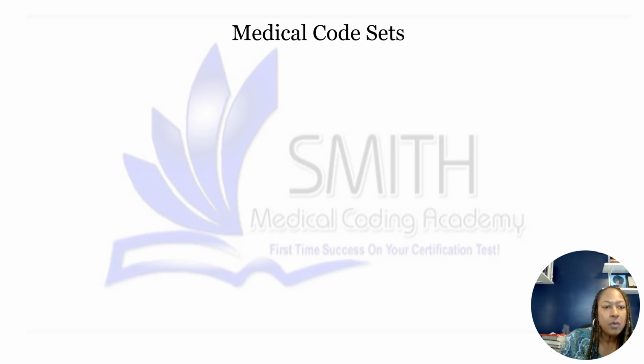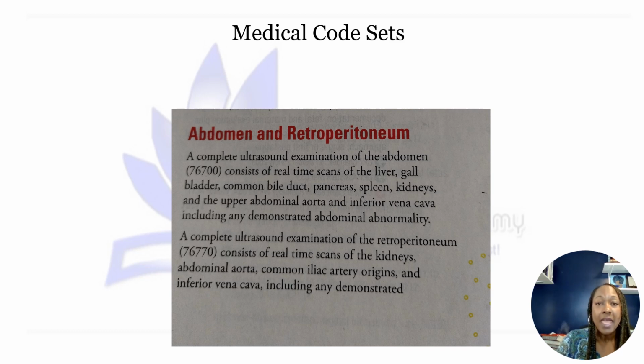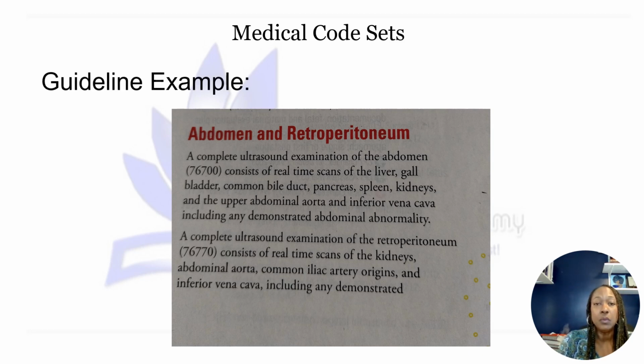So just to give you an example of what the guidelines look like, what if our physician documented that during Ms. Jameson's scan, he did not scan the kidneys or the spleen? That means we would need to know what encompasses a complete abdominal ultrasound. The way that we know that is to go to the guidelines surrounding ultrasound. Again, in CPT, the guidelines are not located at the beginning of the book like they are in the diagnosis code book, the ICD-10-CM book. The guidelines in CPT are spread throughout the whole book.